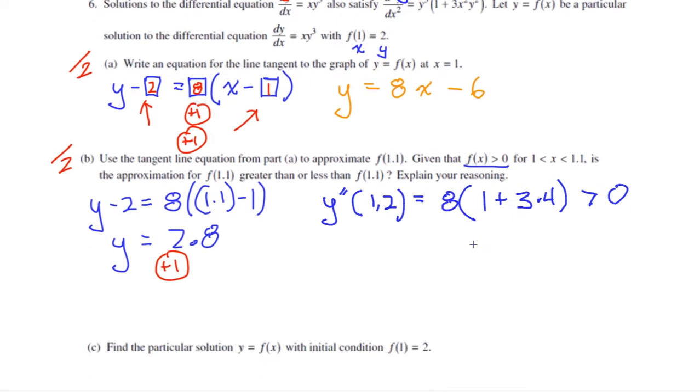All right, so if we know that it's concave up, you also kind of need to know that it's positive height. But mainly, it's concave up. Is that an over approximation or an under approximation? What do we think?